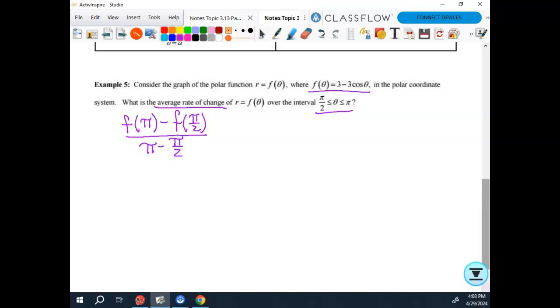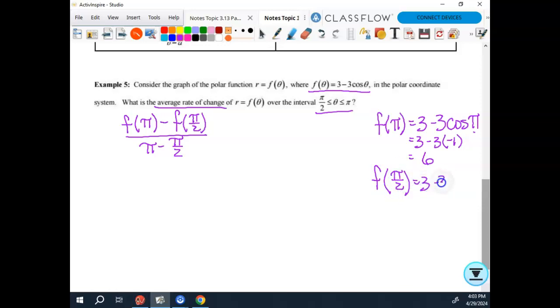Okay, so what do I need for that? I need f of pi and f of pi halves. Let me find f of pi. That's going to give me 3 minus 3 times the cosine of pi. Cosine of pi is negative 1, so that's 3 minus 3 times a negative 1. That gives me 6. Okay, and then f of pi halves, that is 3 minus 3 times the cosine of pi halves. Cosine of pi halves is 0, so that just gives me 3.